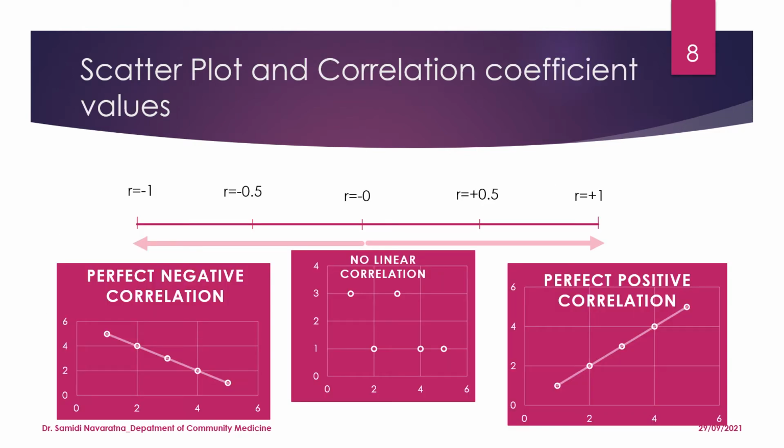Scatter plot and correlation coefficient values. As we discussed in the introduction, a correlation coefficient value of +1 indicates a perfect positive correlation, and a correlation coefficient value of -1 indicates a perfect negative correlation, and all other values fall in between. A correlation coefficient equal to 0 indicates that there's no linear correlation whatsoever between the two variables concerned.